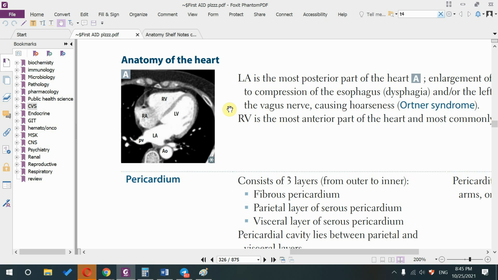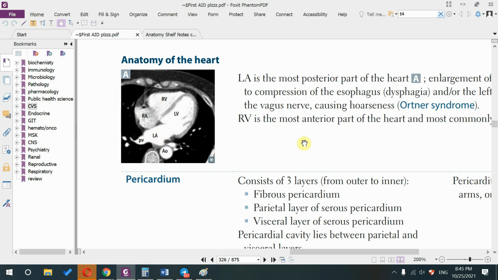If I ask you a question, during a transesophageal echo, where you go through the esophagus and do an echo of the heart, so you are looking at the heart from the posterior side. During a transesophageal echo, which chamber of your heart are you looking at? Your answer has to be left atrium. So right ventricle is the anterior-most chamber, left atrium is the posterior-most chamber.